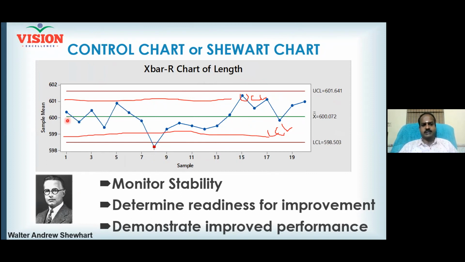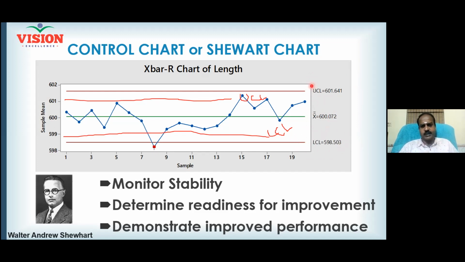So a control chart, this is the control chart where you see a green color line and this red color line above the green line, above the center line, and there is another red line below the center line. This green line is called the center line. This red line is called upper control limit. This red line is called lower control limit.